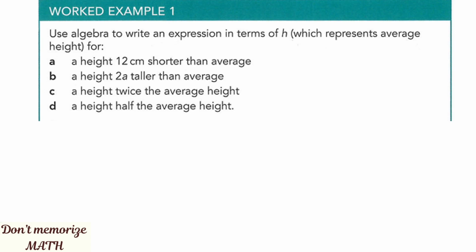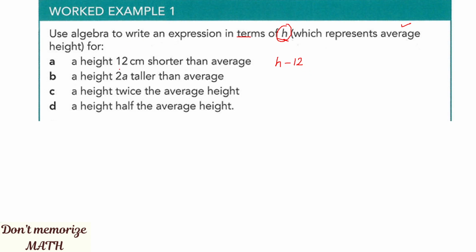Use algebra to write an expression in terms of h, which represents average height. We have 4 questions here, so we'll see how to solve this. We have to use the letter h for height. Here, given a height 12 centimeters shorter than average. This small letter h is the average height. So the average is this one. Shorter than by 12 means we will get h minus 12.